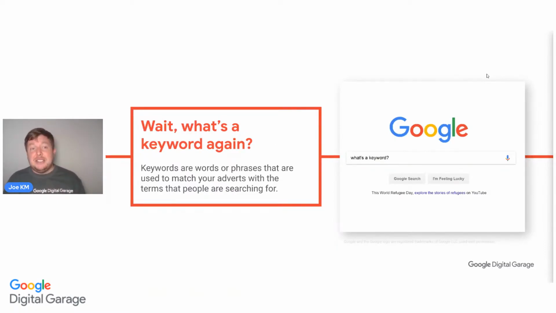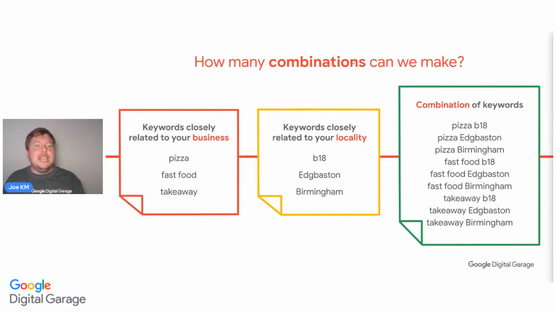A keyword is basically words or phrases that are used to match your advert with the term that people are searching. So for example, keywords closely related to your business might be pizza, fast food, takeaway. Keywords associated to location: B18, Edgbaston, Birmingham. And then if you smash these words together to get a combination of keywords, this can be used. You can also use local search. So for example, if you type in pizza near me or pizza takeaway on, say, Google Maps or Google, it may use your local IP address so it knows where you're from. Hence, you might not have to type these as well.